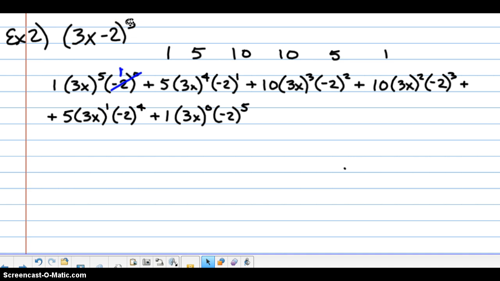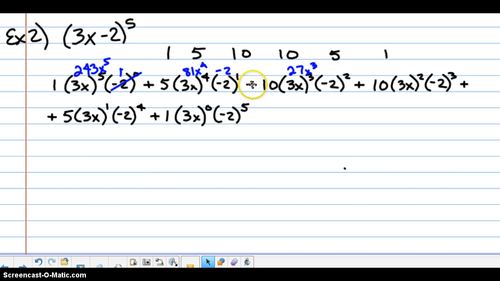Next, we're going to simplify each one. Negative 2 to the 0 power is 1. Anything to the 0 power is 1. Next, I'm going to do 3x to the 5th, which will give me 3 to the 5th, which is 243, and then x to the 5th. Over here, I have 3 to the 4th, which is 81. Negative 2 is still negative 2.